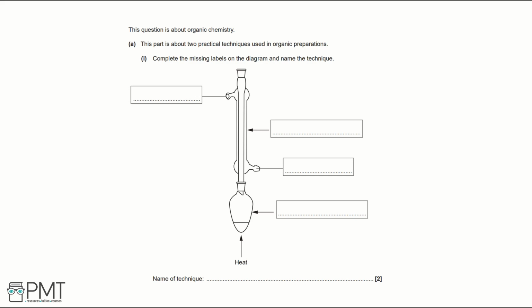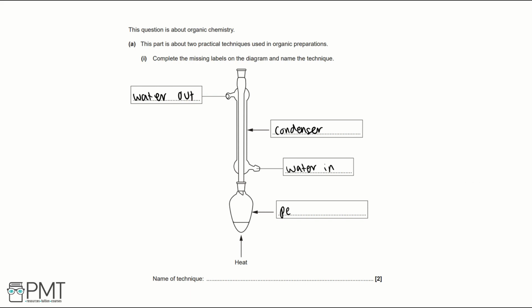When we look at what's called a condenser, the most common mistake is mixing up where the water comes in and where the water comes out. So one way to remember is that you fill from the bottom and you see the water level rise. So that means that water in is at the bottom and water out is at the top. Then we have one more missing label, and that's the flask.